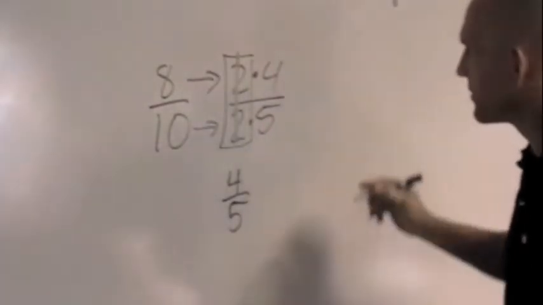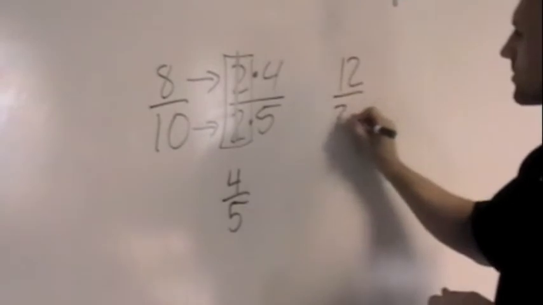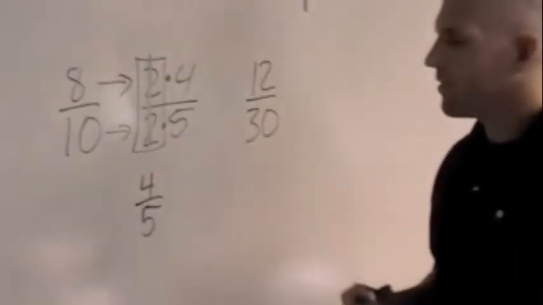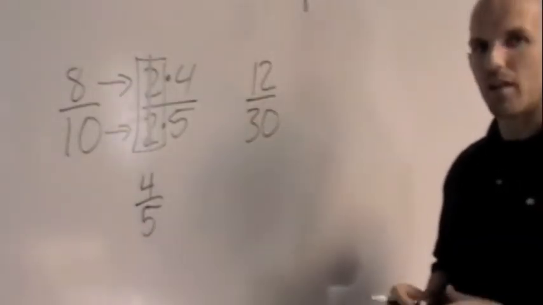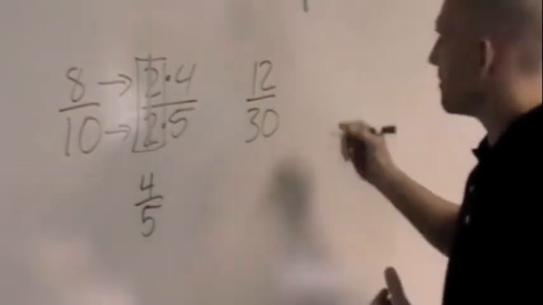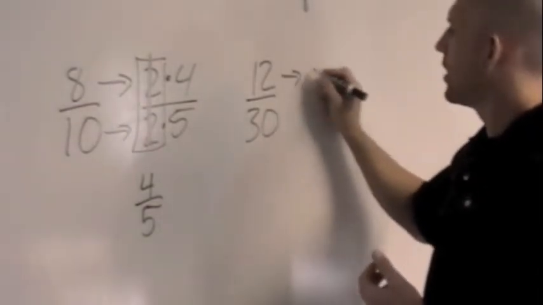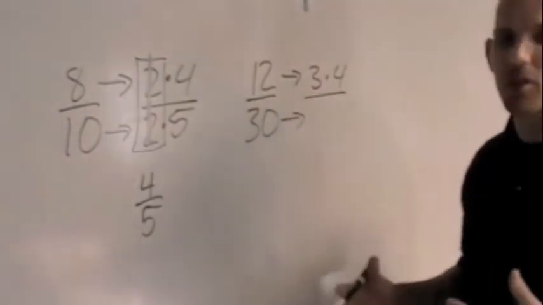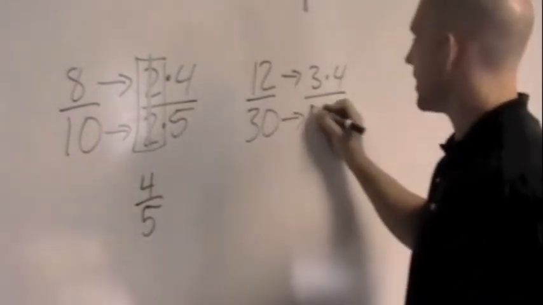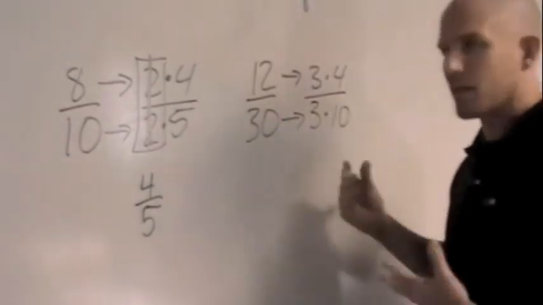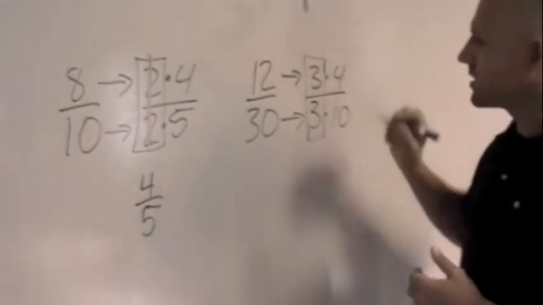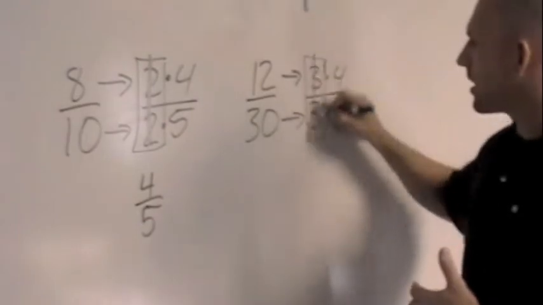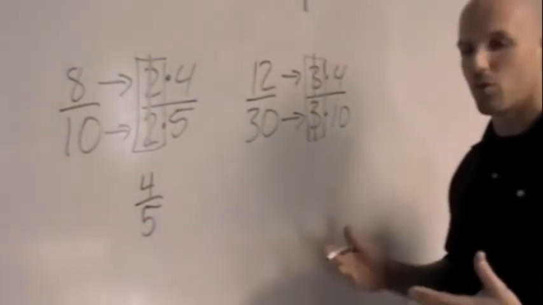Let's look at another one. 12/30. Okay, 12/30 has some factors in it. Let's go ahead and take a look at them. I can make 12 with 3 times 4. I can also make 30 with a 3. 3 times 10. That's going to work out great for us. I can get this set of 3's, 3 over 3 is 1, out of there. 1 times 4/10 is 4/10.